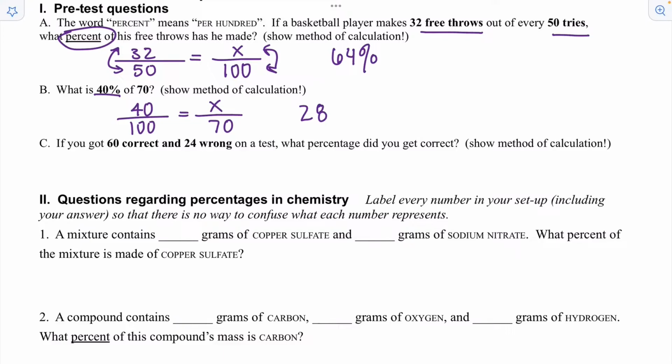Last question. If you got 60 correct and 24 wrong on a test, what percentage did you get correct? As you all probably know, in order to know what your percentage on the test is, you need to know the total number of questions. If we add 60 to 24, because that's the total amount of questions, we get 84 questions total. You got 60 out of 84. What is that out of 100? That's what you're looking for when you're saying you get a percentage on a test. And this would be a 71.4%.